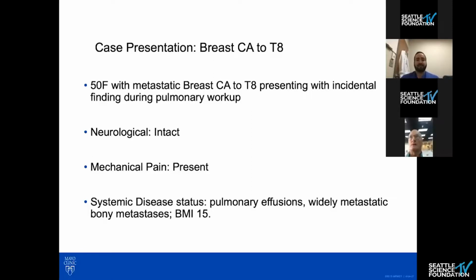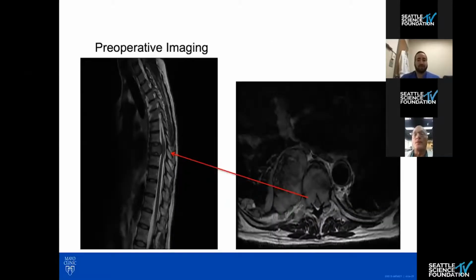She had mechanical pain related to it as well. She thought that this was relatively just normal for her because of her cachexia and pulmonary effusions. She was noted to have this grade 2 versus 3 epidural cord compression at around T8. We took her to the OR for a separation surgery to allow her to undergo radiation treatment.